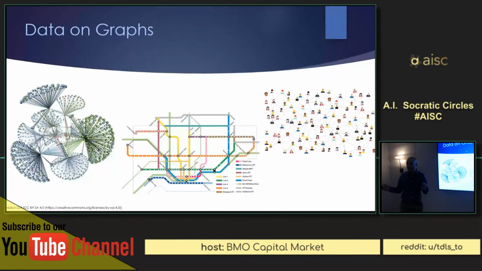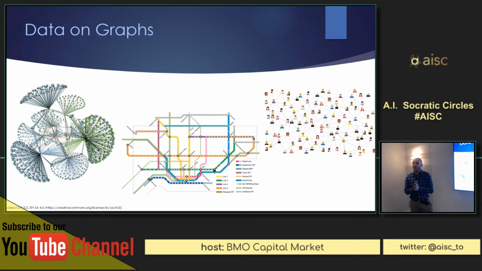So data on graphs, right? Data on graphs is very ubiquitous. It's in a lot of places. For example, things we're familiar with are the TTC over here. Another thing that we're familiar with are social networks. And this graph here represents protein-protein interaction. What they all have in common is that there's basically a set of vertices or nodes with a set of edges connecting these nodes.